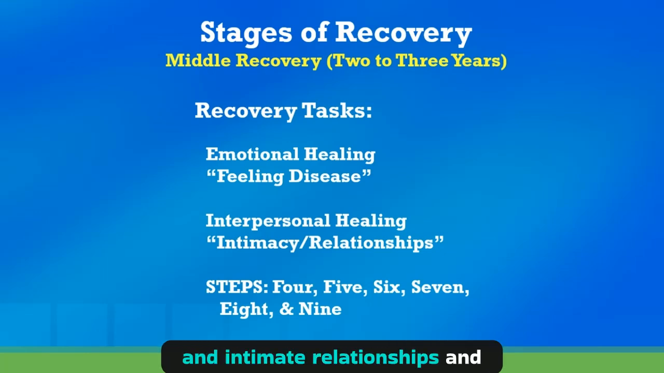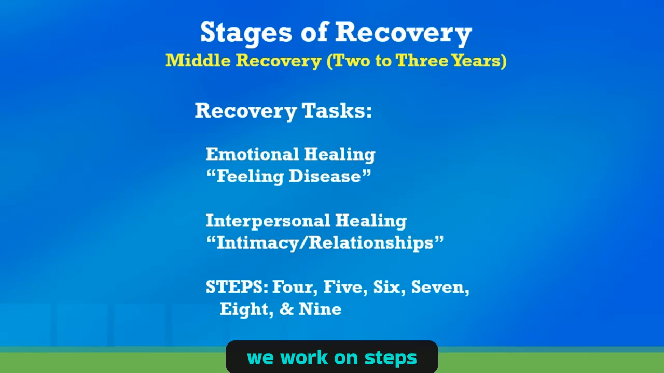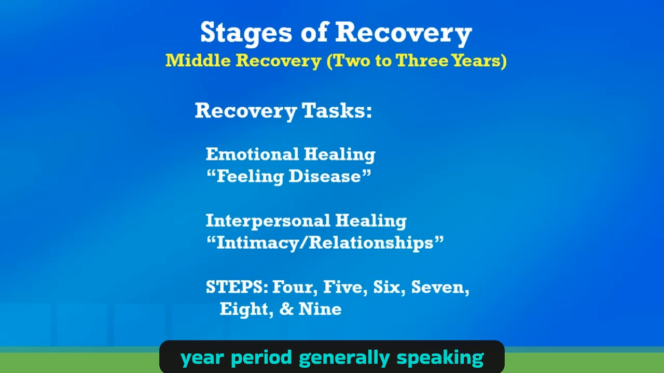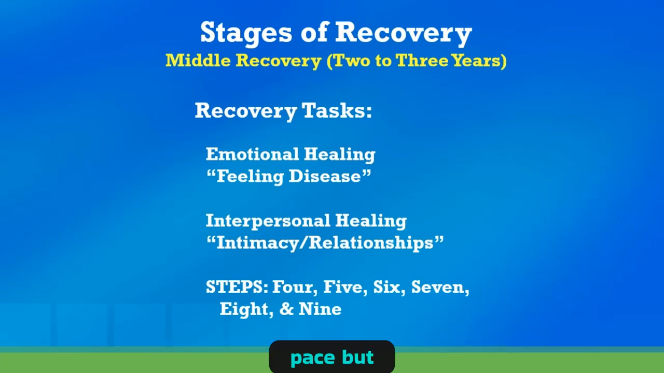and intimate relationships. And we work on steps 4, 5, 6, 7, 8, and 9 in this 2 to 3 year period. Generally speaking, everyone has their own pace, but typically this is where we get into real good house cleaning, and that's what steps 4 through 9 do.